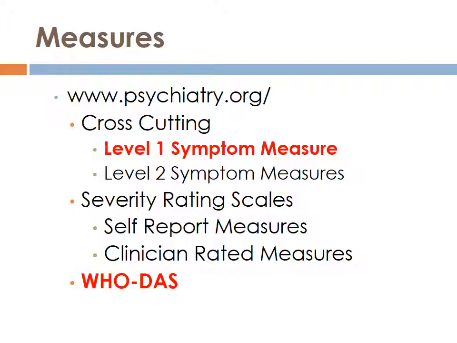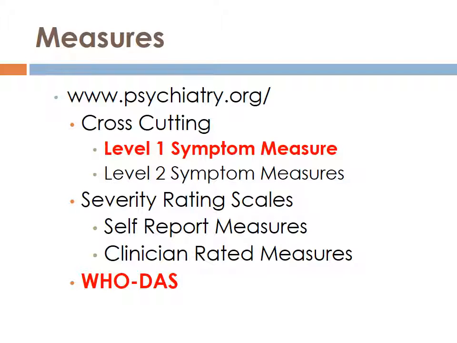The Level 1 symptom measure is a self-report measure designed to be used before or during the initial session of assessment. We will be focusing on the adult version, but there is a version for parents and for children and adolescents as well. The World Health Organization Disability Assessment Scale, WHODAS, assesses the activity limitations and participation restrictions experienced by a person, irrespective of their diagnosis.